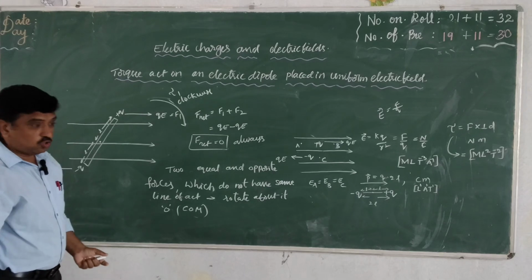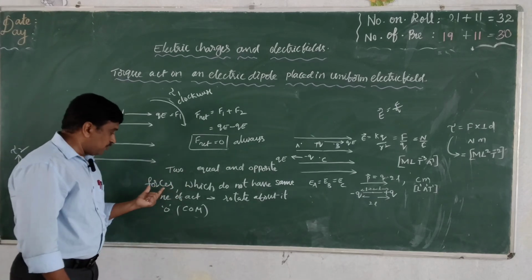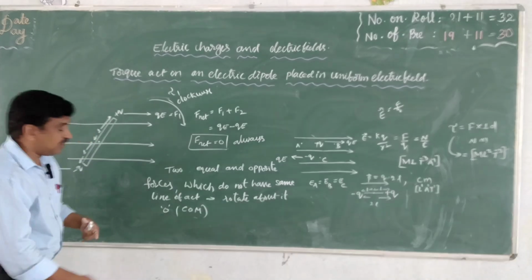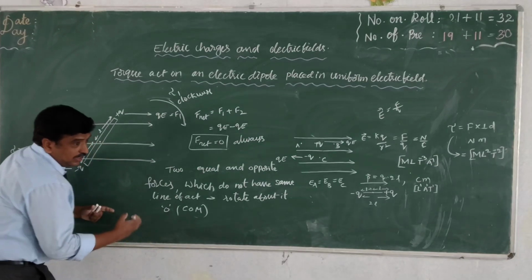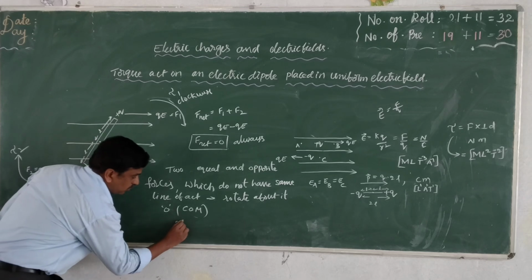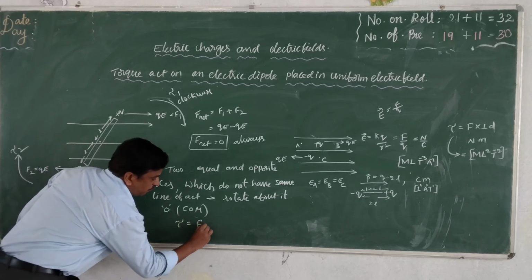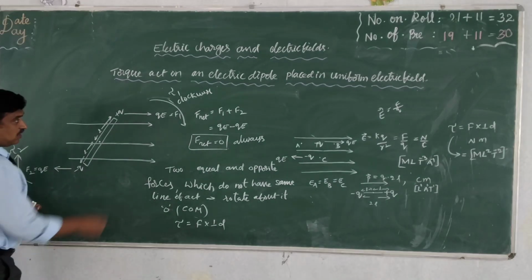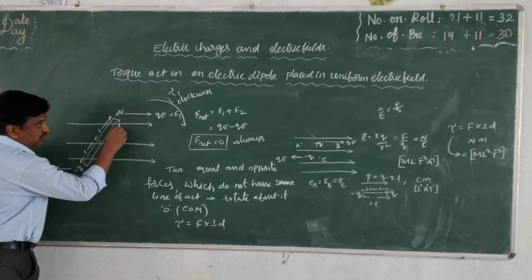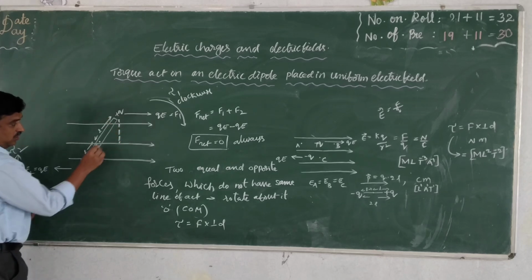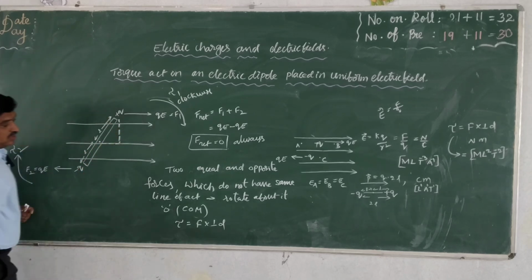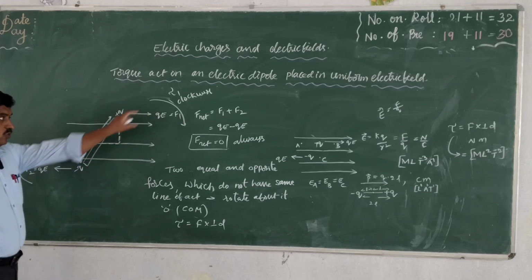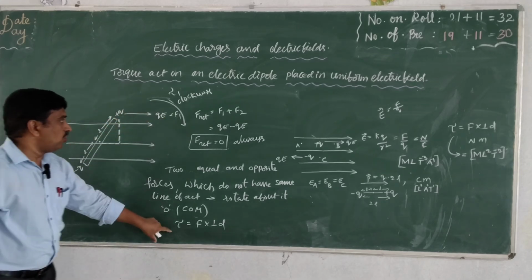So this torque means two equal and opposite forces which do not have the same line of action, so it rotates about its center of mass. It has a spinning motion, and this is due to torque. So torque equals force into perpendicular distance. See here, perpendicular distance means this is the mass here, and this is the perpendicular distance. So this distance into the force acting here, QE. Force into this perpendicular distance, we call it torque.